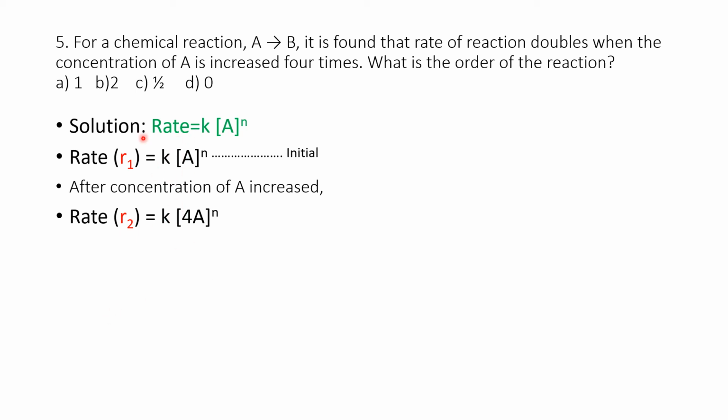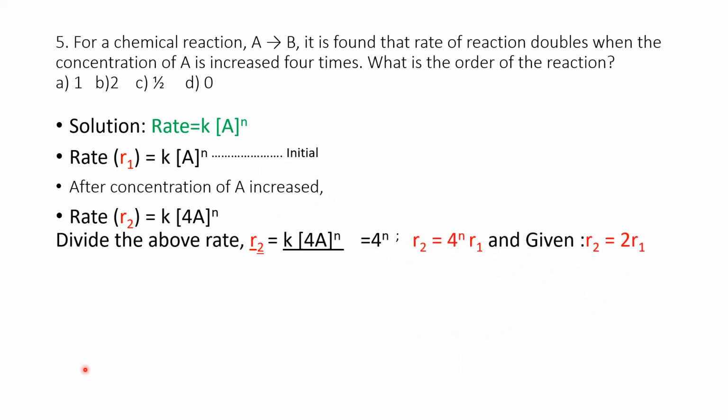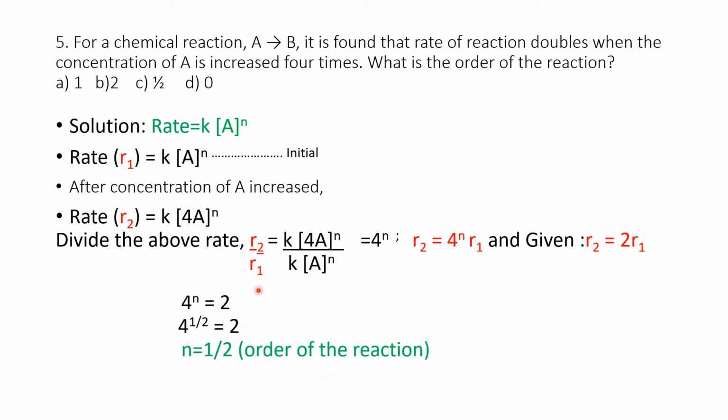Then we come to know R2 divided by R1. So if you compare it, everything will get cancelled. See here, R2 by R1, k by k, this one divided by this one. So everything gets cancelled. So how much you will get? 4 power n. This R2 is equal to 4 power n R1. This we are getting from comparing these two equations, we will get the rate like this.